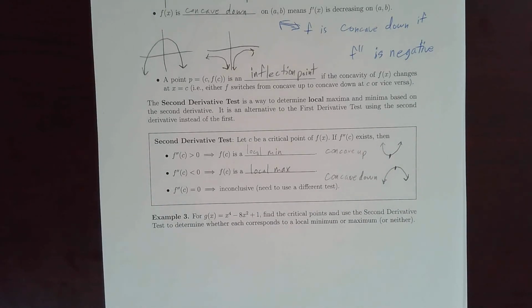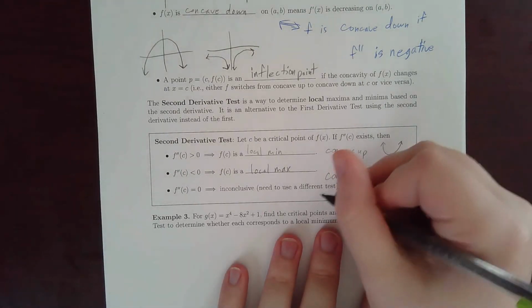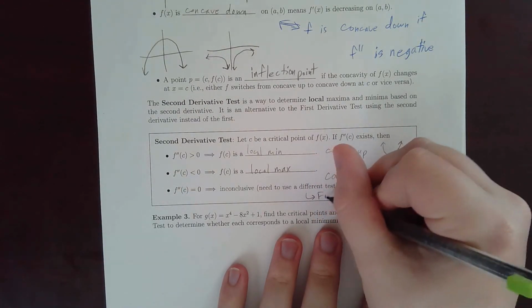However, if the second derivative is equal to 0, then what that tells us is that we should use some other test, like the first derivative test.